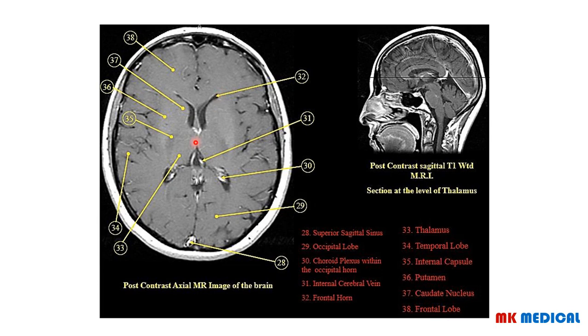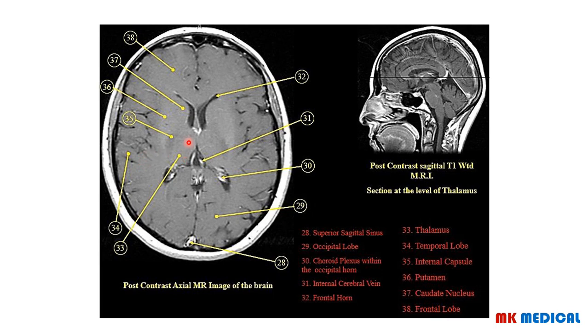Then this rounded structure that you can see here, as you can see there's a round structure over here. This is going to be your thalamus. So this round structure here, this is your thalamus. Then number 34, which is obviously this structure over here, is going to be your temporal lobe.